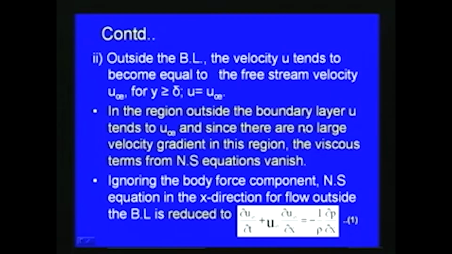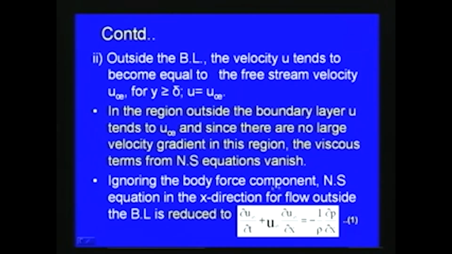and then with respect to this assumption he tried to solve the boundary layer problems. So in the region outside the boundary layer, u tends to u infinity, and since there is no large velocity gradient in this region, the viscous terms in the Navier-Stokes equation vanish. So you can see that outside the boundary layer the viscous effects are not there, so we can easily solve outside the boundary layer.